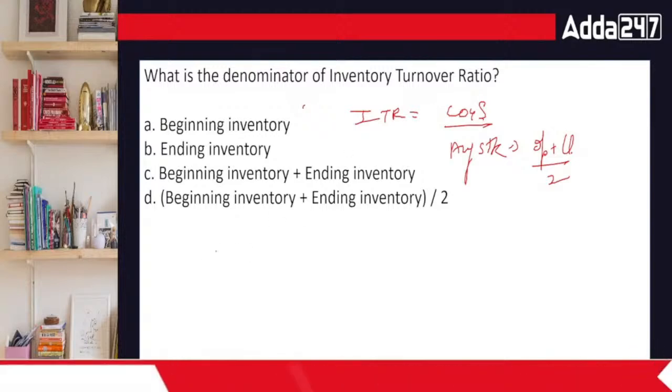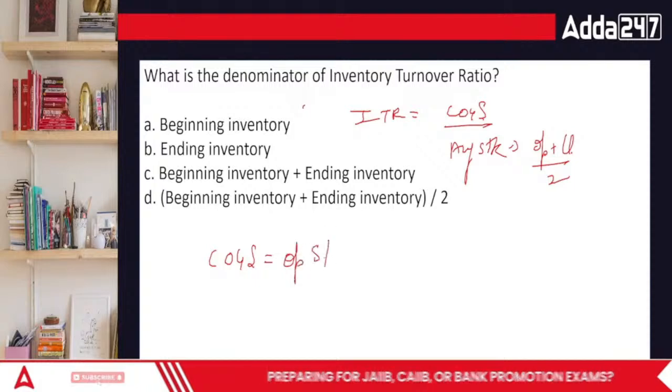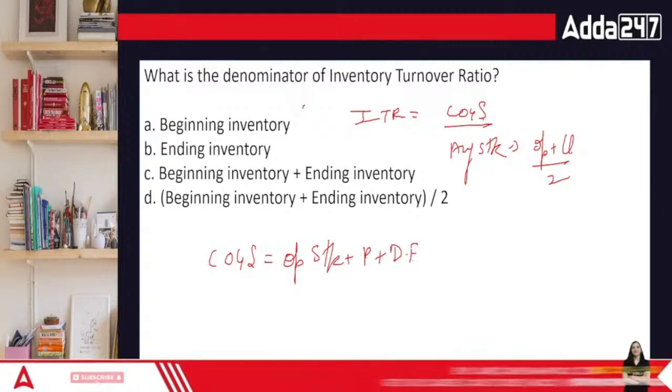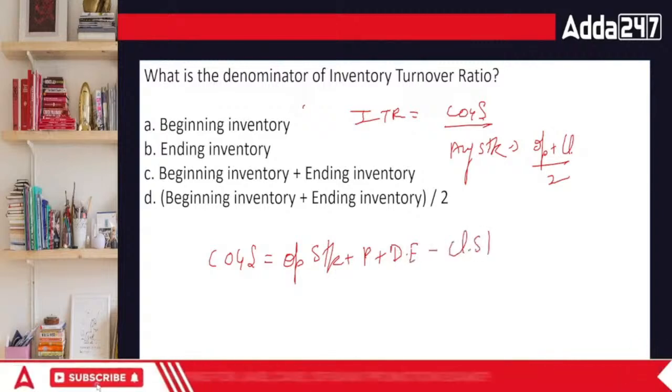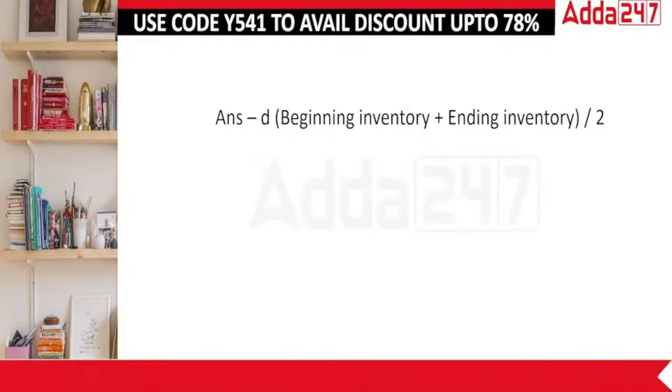And one more thing, since we are talking about the entire formulas, COGS is equal to opening stock plus purchase plus direct expense minus closing stock. The answer was D. Done.